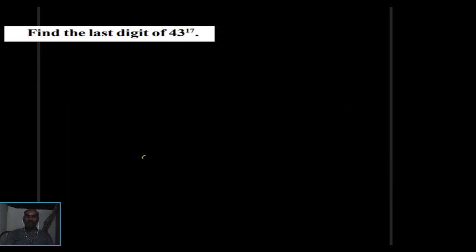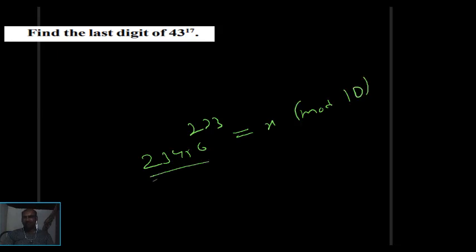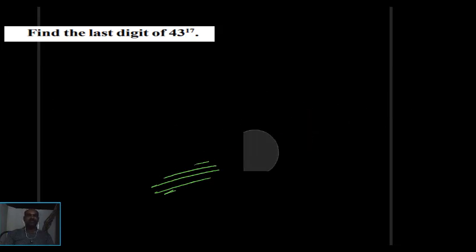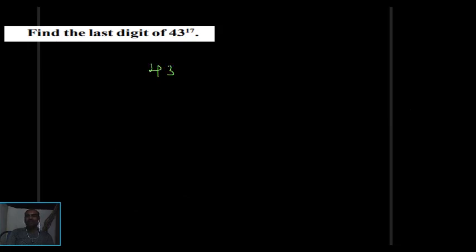For example, some number is given like 23456 power 72. What is the last digit? It is enough to find the remainder when that number is divided by 10. Understood? That remainder is the last digit. I hope you people understood. So same here also. What I am trying to explain: 43 power 17 is congruent to x modulo 10.